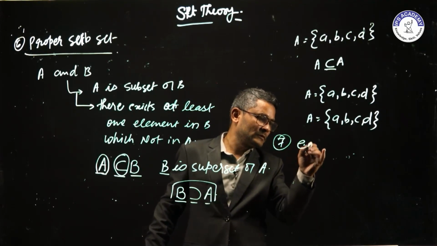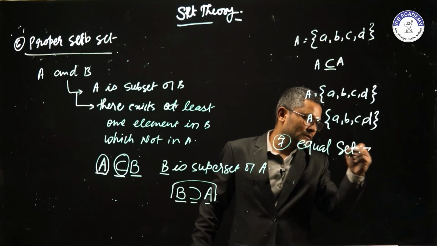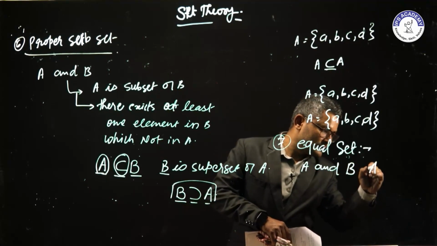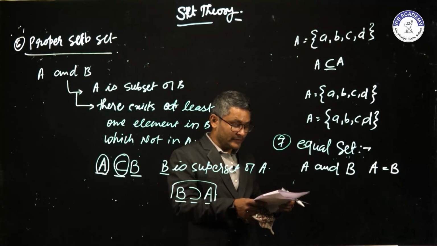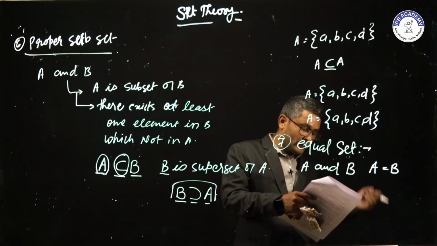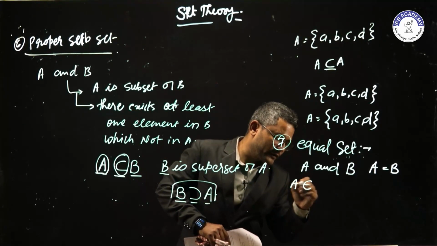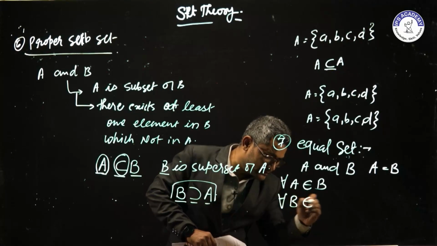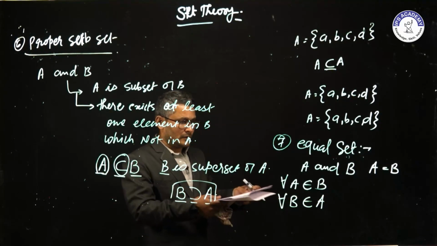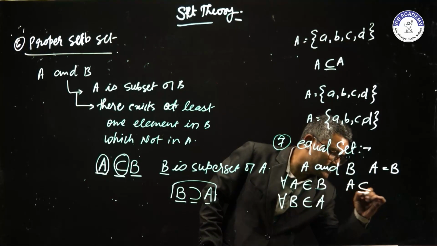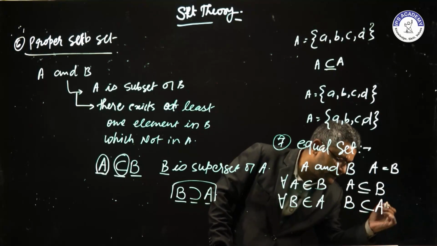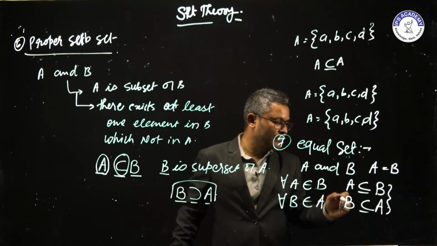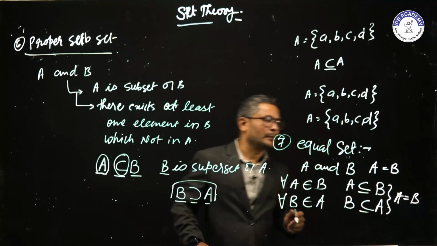Now next is equal sets. Two sets A and B are called equal when every element of A is also an element of B. For all elements of A, it is in B, and for all elements of B, it is in A, right? So you can write A is a subset of B and B is a subset of A. When this holds, these two sets are equal, and you can write A equals B.